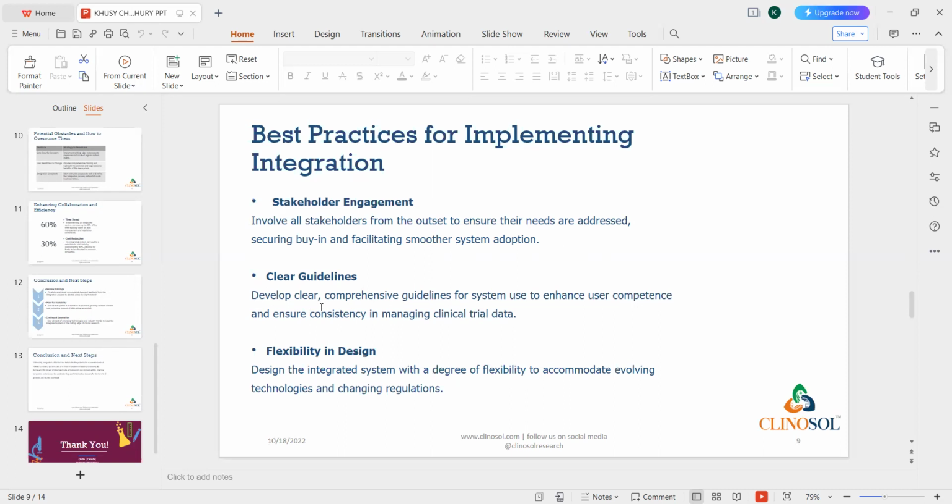Clear guidelines. Develop clear, comprehensive guidelines for system use to enhance user competence and ensure consistency in managing clinical trial data. Flexibility in design. Design the integrated system with a degree of flexibility to accommodate evolving technologies and changing regulations.